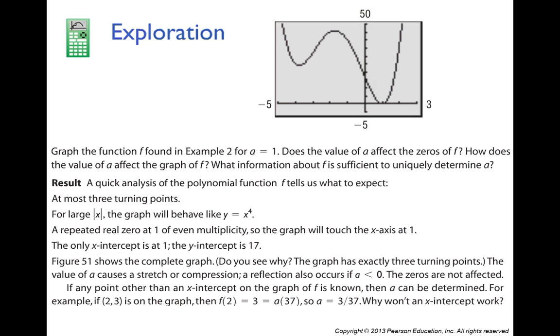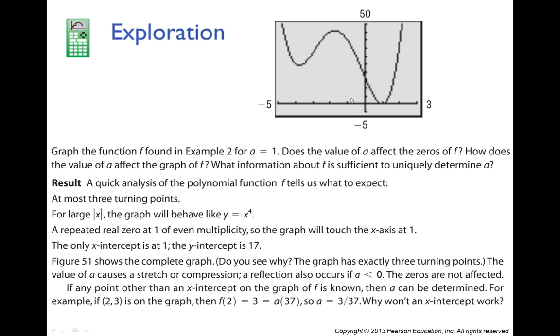A quick analysis of the polynomial function f tells us what to expect. For large values of x, the graph will behave like y equals x to the fourth. There is a repeated real zero at 1 of even multiplicity, so the graph will touch the x-axis at 1. It touches it, but doesn't cross. The only x-intercept is at 1. The y-intercept is at 17.